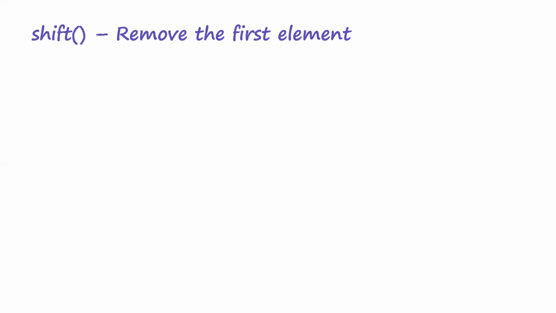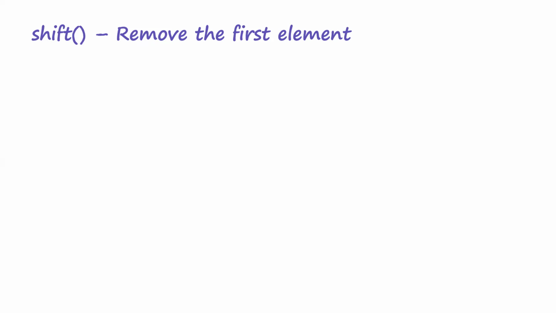The shift method does almost the same thing as the pop method. Shift and pop look alike. They both remove elements from an array, but the difference is where exactly they remove these elements.